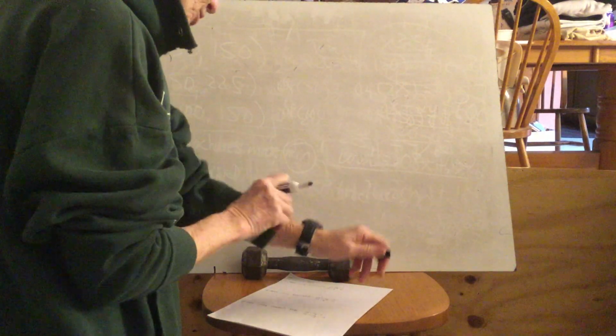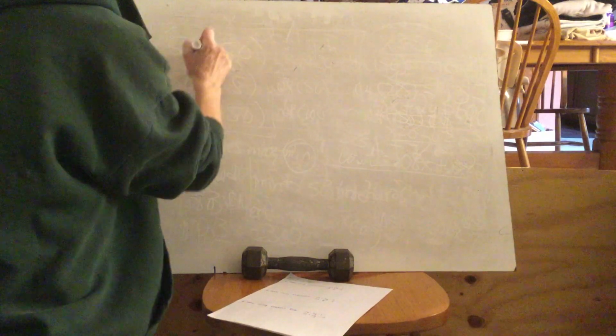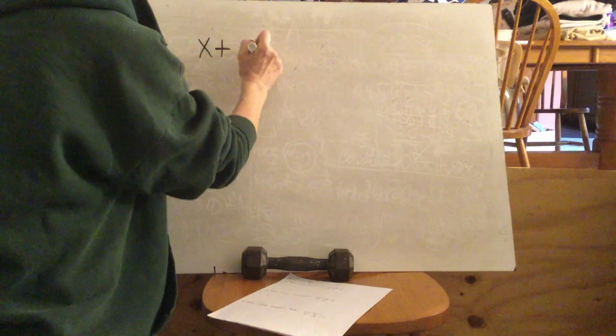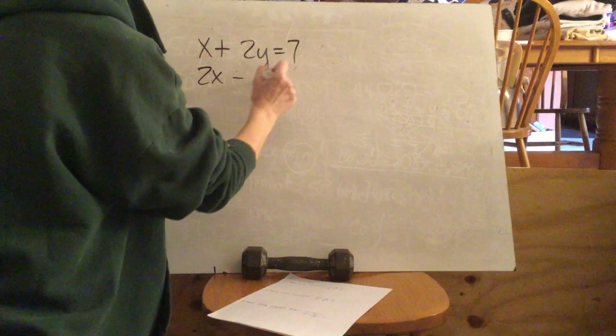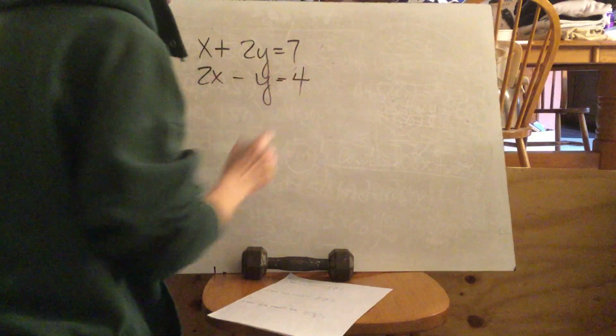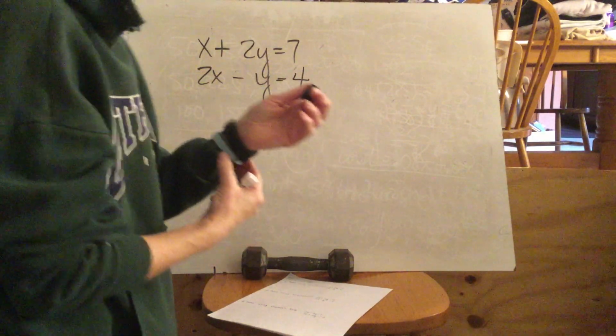Okay, so we're going to start right in. First problem says solve using substitution. So the equation is x plus 2y equals 7 and 2x minus y equals 4. And we're going to use substitution.